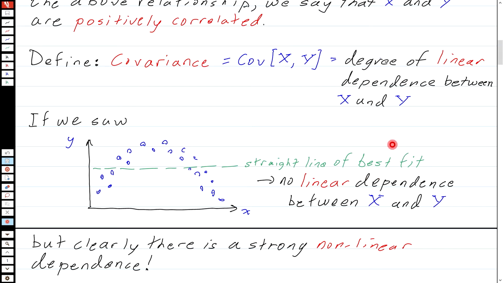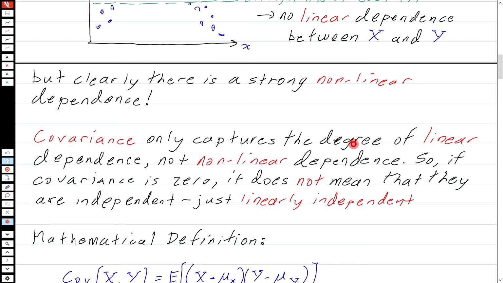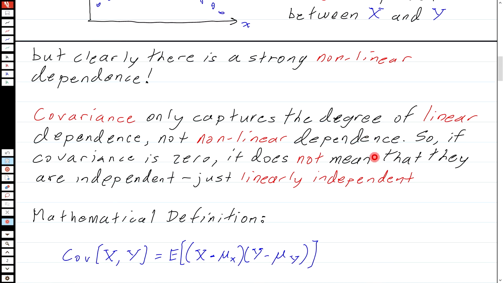There are some situations where it is true that if covariance is 0, then x and y are independent. For example, if they're jointly normally distributed. But in general, a covariance of 0 does not mean that they're independent. Okay, so as I mentioned, it only captures the degree of linear dependence and not nonlinear dependence. So it's really the first measure of a relationship between x and y.